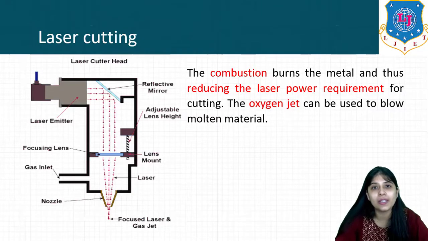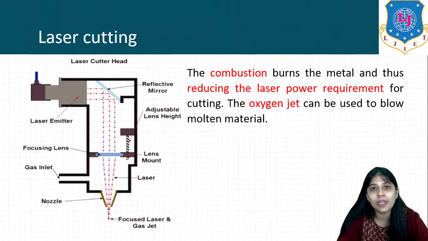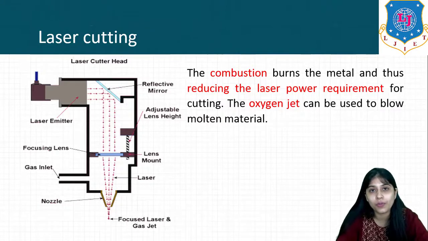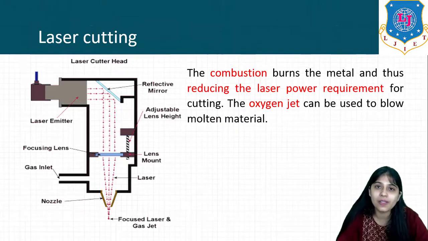The next advantage is easy automation. It can be easily automated, and even lights out operation is possible. The next advantage is distortion free cutting. There is no physical contact between the workpiece and the laser, so we can say it is distortion free. And the last and most important advantage is high precision. This is the reason that laser cutting is widely used.